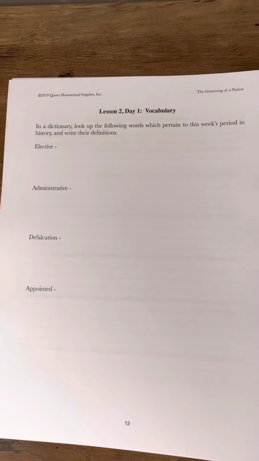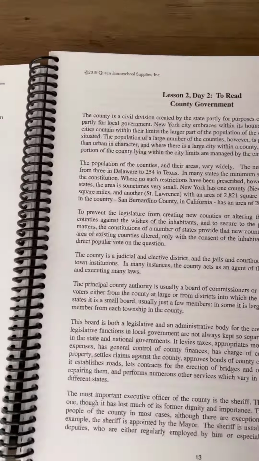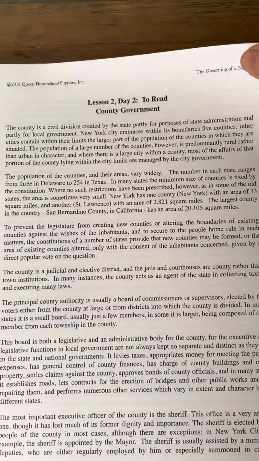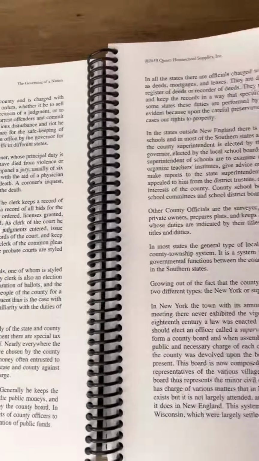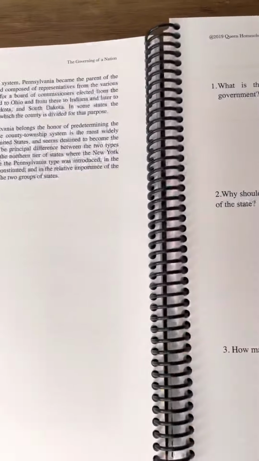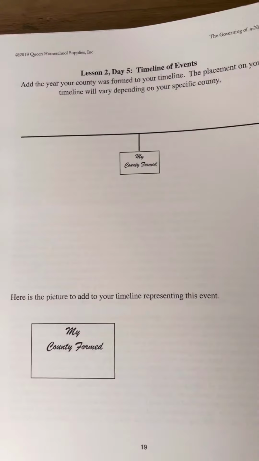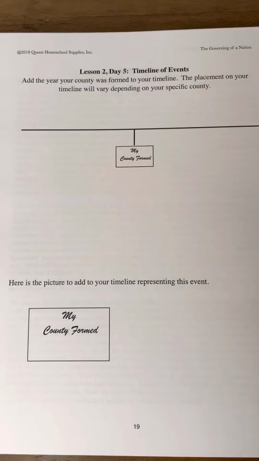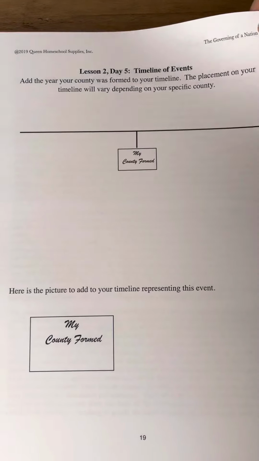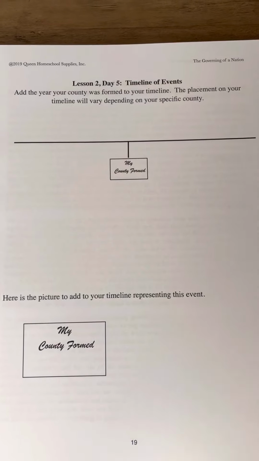They have vocabulary words again, and then now we're learning this week about county government. So you've got the story to read on Tuesday. This is Wednesday, Thursday, and Friday. And in the Discovering History series, you're going to see that we have a timeline every Friday that we're working on throughout the year.